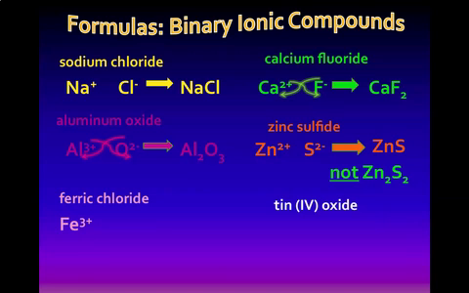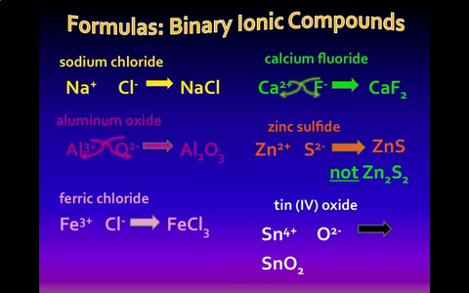Ferric chloride, ferric is Fe +3, and chloride is Cl -1. So using my crossover trick, I'm going to have FeCl3. Okay, then I have tin(IV) oxide, so that 4 tells me tin is a 4+, oxygen is a -2. Okay, so again, I want the lowest ratio, so that would give me SnO2, not Sn2O4, even though that's what I would get with my crossover trick or shortcut.